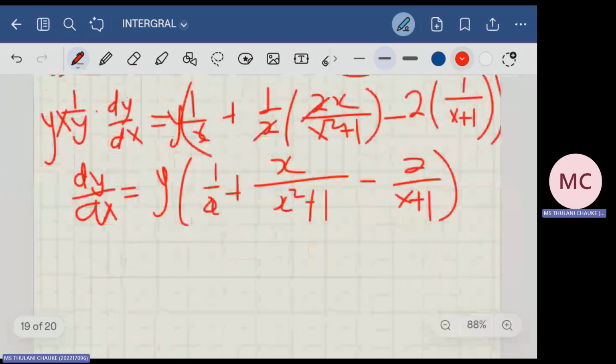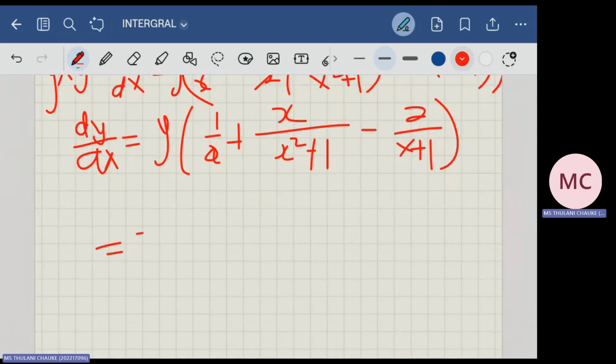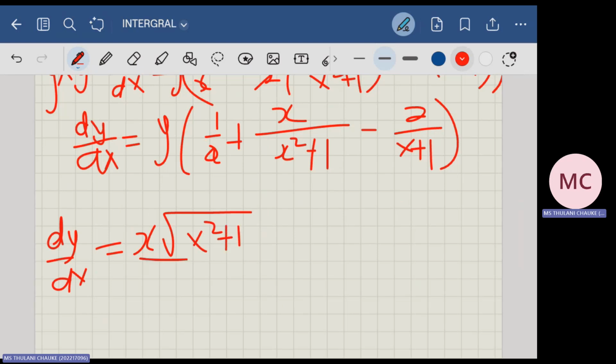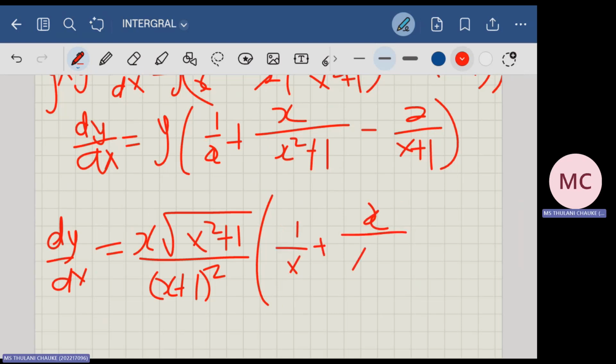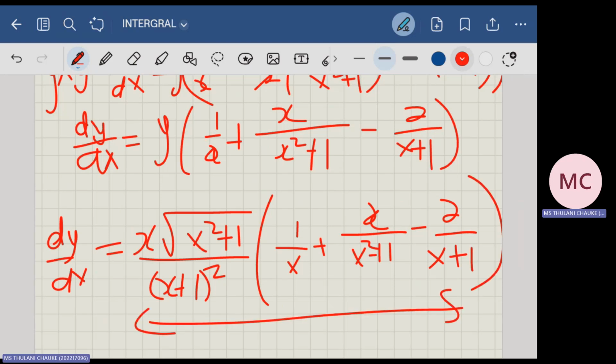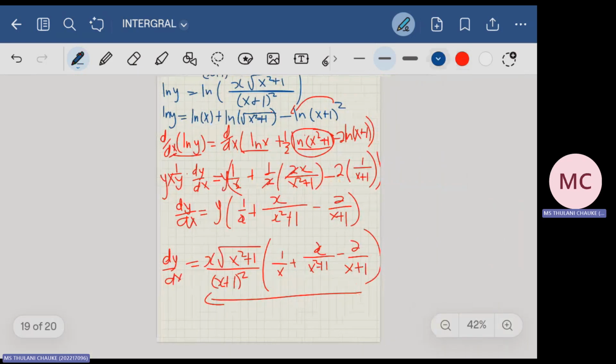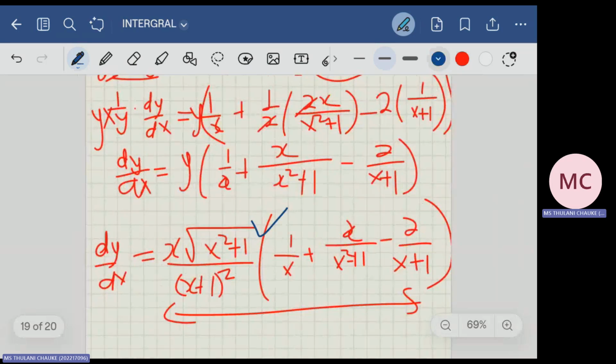And then we replace y with the original value of y. We know it was x times the square root of x squared plus 1 over x plus 1 squared. Then we have 1 over x plus x over x squared plus 1 minus 2 over x plus 1. So that will be the final answer. And I said, make sure that you replace the value of y because there is a mark for that one, right?